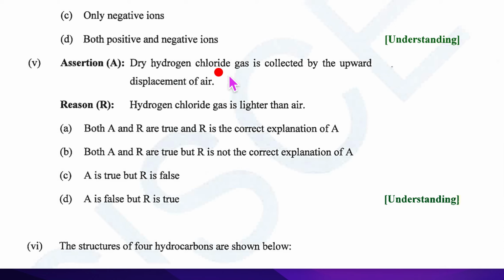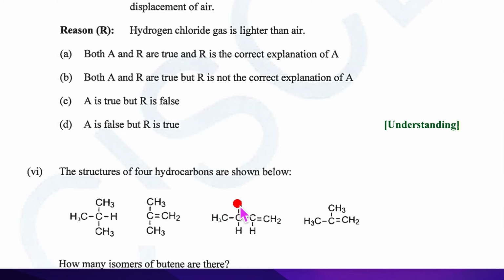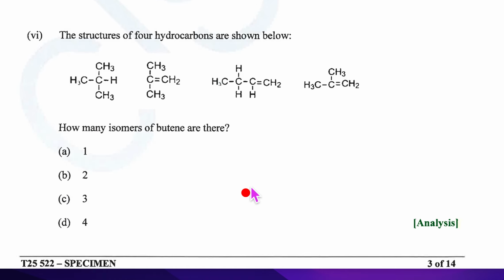Assertion A: dry hydrogen chloride gas is collected by upward displacement of air, because hydrogen chloride is heavier than air. So this is true. But they say that it is lighter than air, which is false. So you choose which option. I'm not giving you the answers. I'll just tell you how to think.